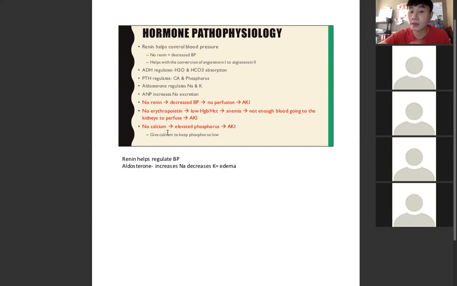Next, we have no calcium. No calcium will cause elevated phosphorus, and elevated phosphorus is damaging to the kidney. So also it will result in AKI. So a treatment for no calcium is we give calcium to keep the phosphorus low. Again, renin helps regulate blood pressure. Aldosterone increases sodium, decreases potassium, and this will lead to edema.